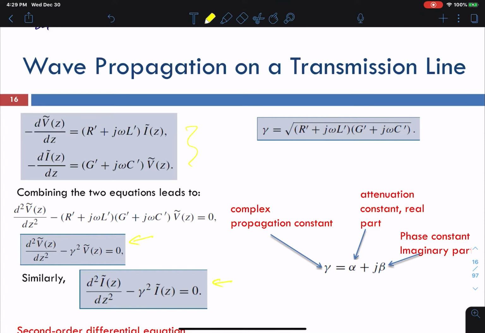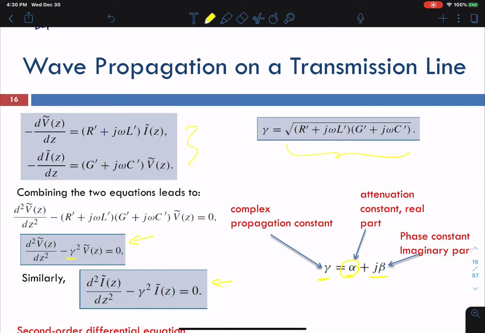These two equations are second order differential equations, and they have a gamma over there. That gamma is called the propagation constant. What is that gamma? That gamma includes all of your line parameters, R', L', G' and C', right? So this one is also a complex number. It's the propagation constant. It has two parts, a real part and an imaginary part. The real part is your attenuation constant. That will tell you how quickly your signal magnitude is decreasing, and beta is the phase constant.